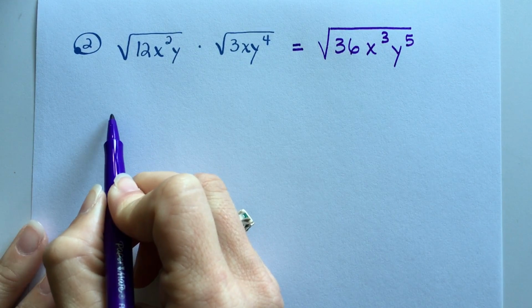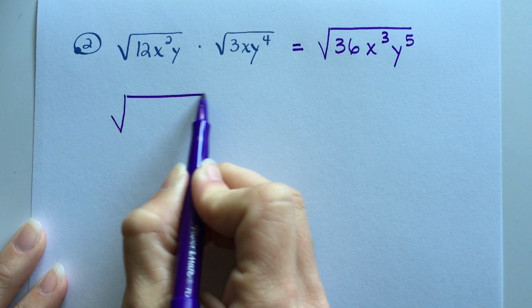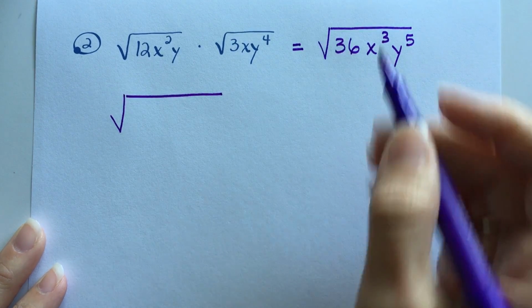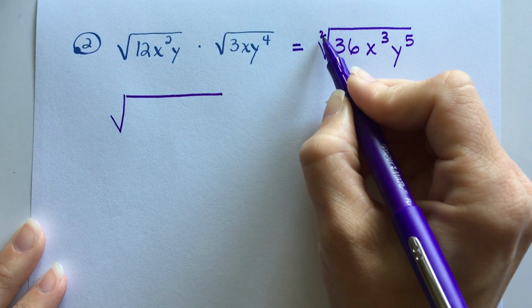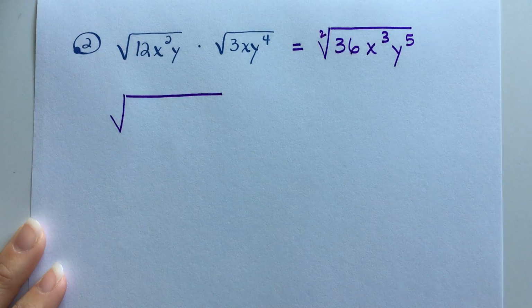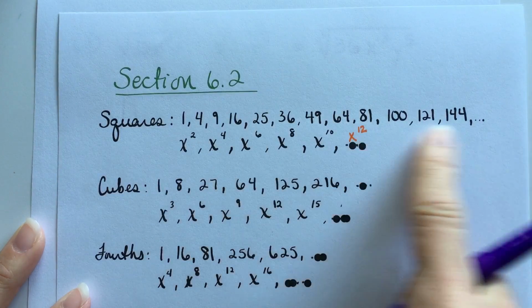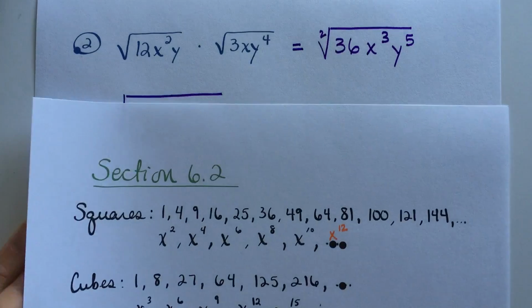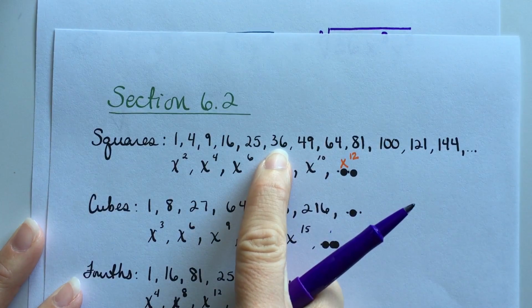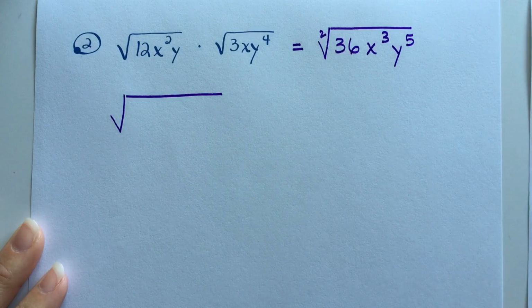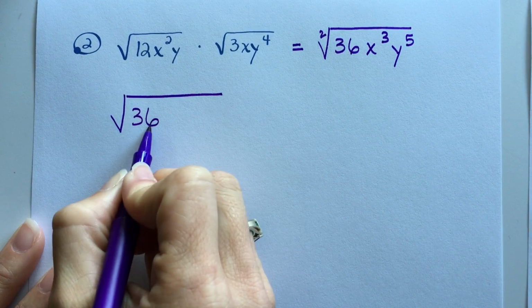All right, so now let's look at what we've got to simplify. Now, this time, this is a square root. Remember, what I've got right here is an understood 2. So you're going to look at your list of perfect squares. Well, you've got a 36, and it's already a perfect square. So we're going to leave it like it is.